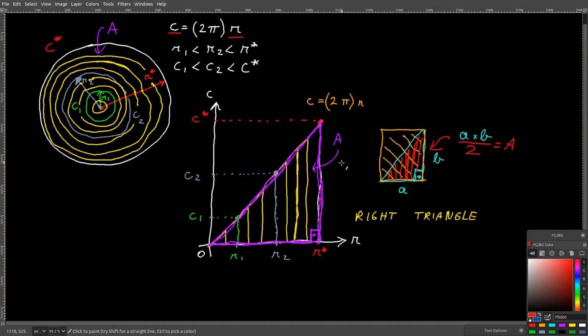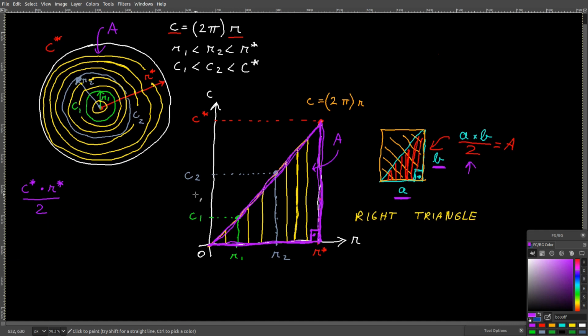And so, going back to our circle, the area of the right triangle underneath this function line will be C star times R star divided by 2. That's because this C star here is like B over here, and this R star here is like A over here, and just like there you divided the product by 2, you do exactly the same thing here.